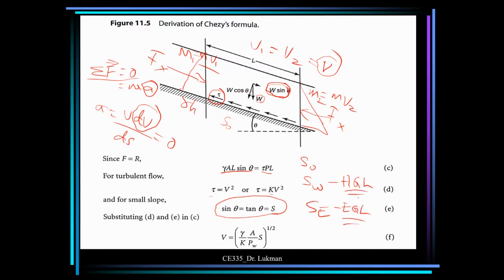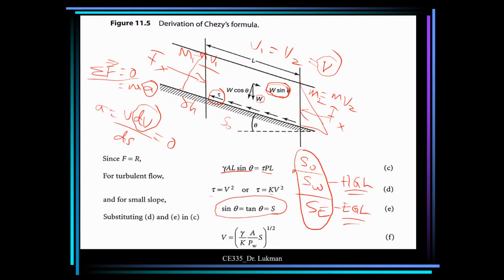In the next slide, we are going to expatiate more on this and why sine theta equals tan theta equals simply S. I'll explain using these three slopes, because for uniform flow, S naught is equal to SW is equal to SE, because they are all parallel to one another.